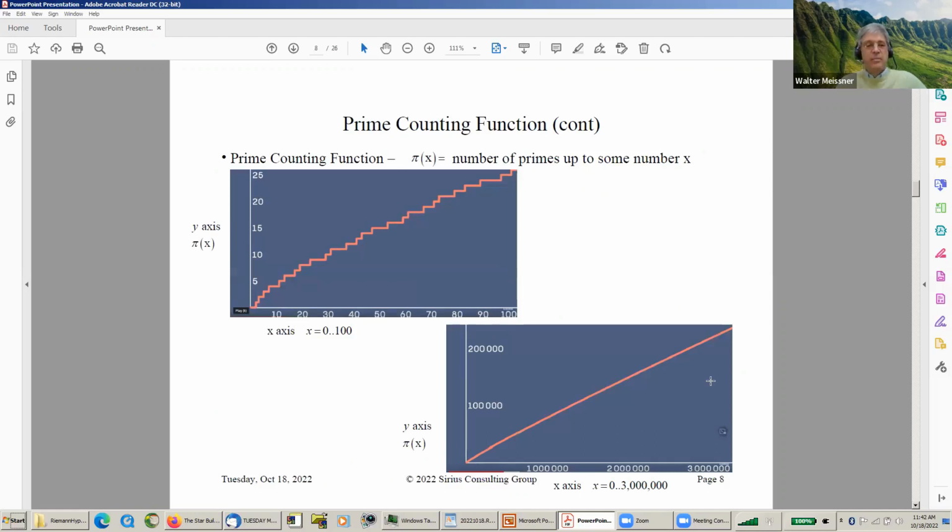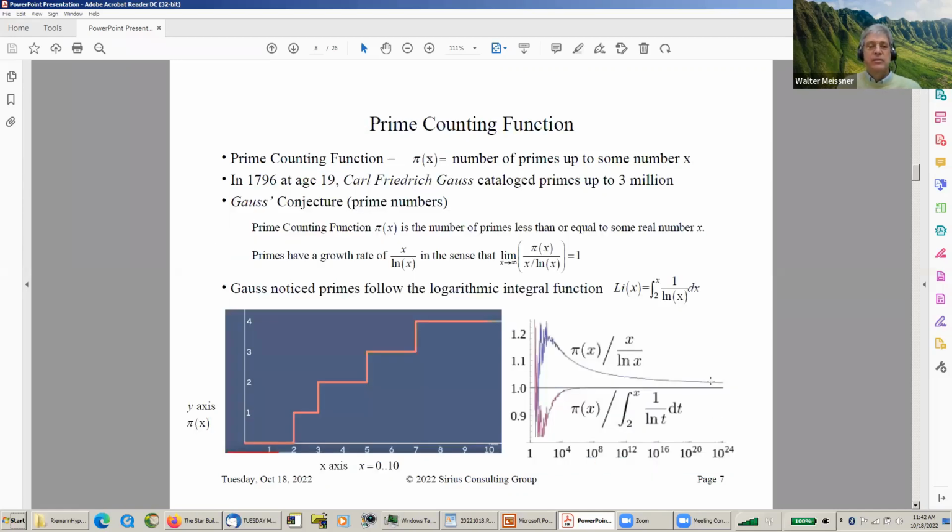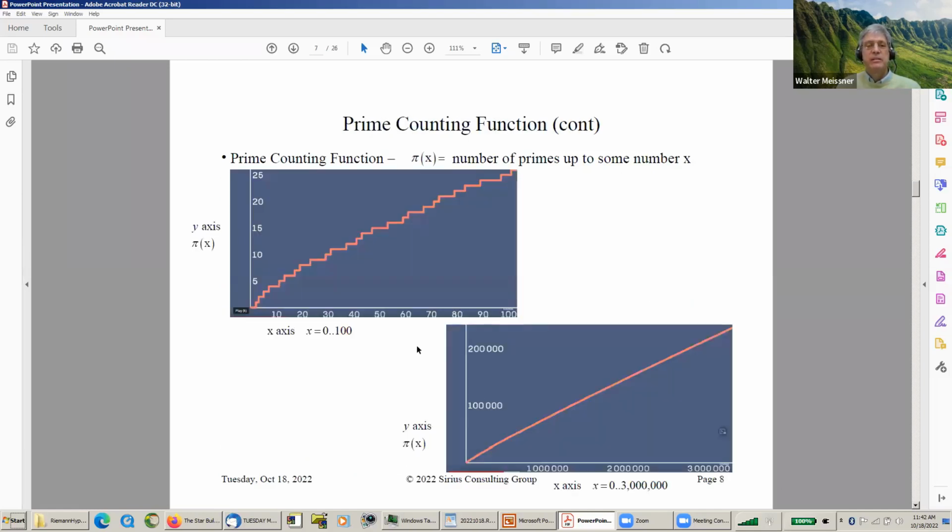Okay, taking the prime counting function, if here we only looked at numbers up to 100, the upper left graph, you can see it staircases up, and it sort of falls off a little bit. So it doesn't follow an x equals y line. And if you look at it up to 3 million, it looks like a straight line at this scale because you can't see the staircase steps anymore.